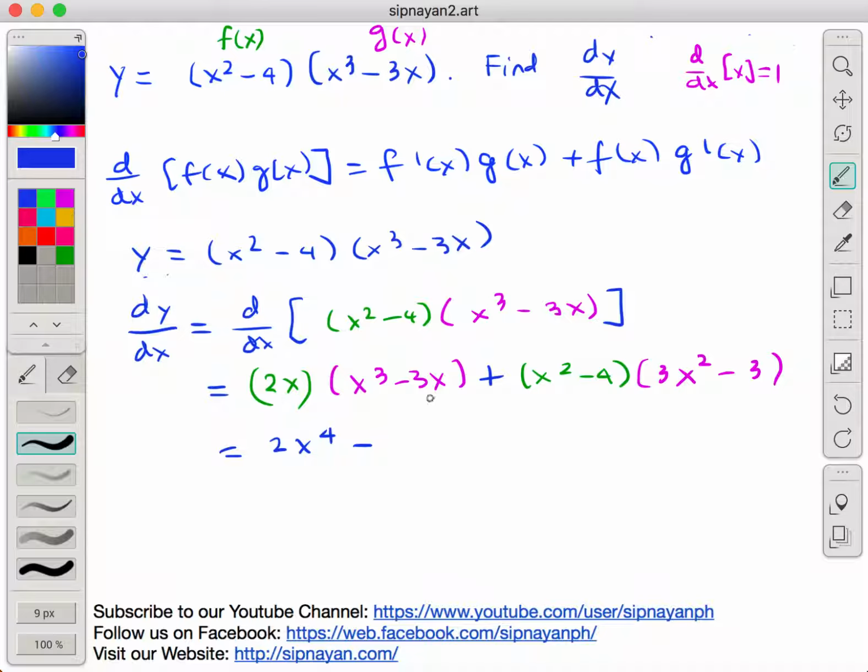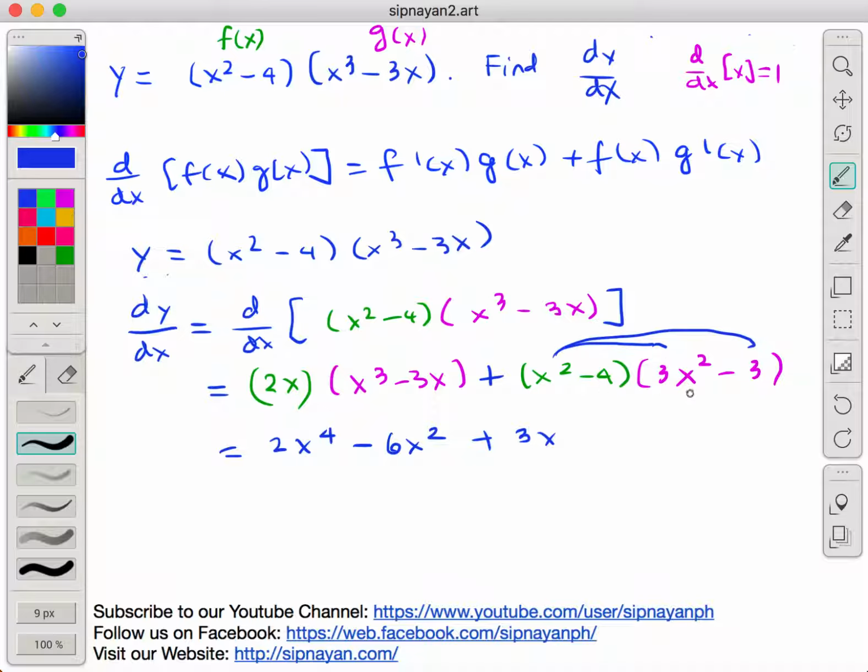minus, what is 2x times 3x? 6x squared, di ba? And then plus, pwede na kayo mag-FOIL dito kung gusto nyo, no? What is x squared times 3x squared? That's 3x to the fourth. Hindi ako nagpo-FOIL, gumagamit ako ng distributive property. Ang FOIL kasi shortcut siya, but the distributive property is mathematical, no?